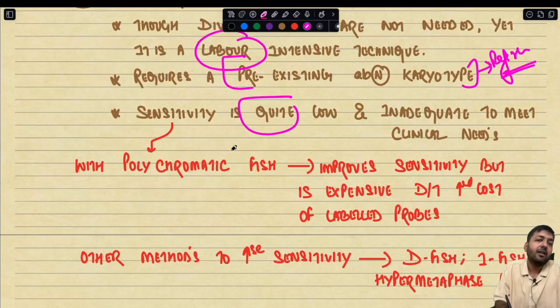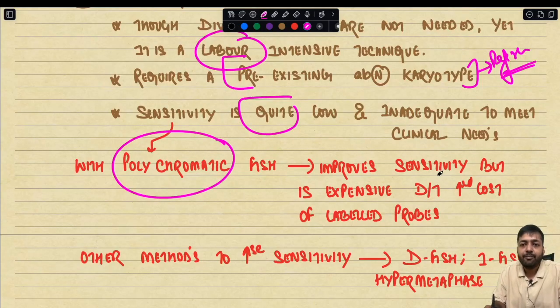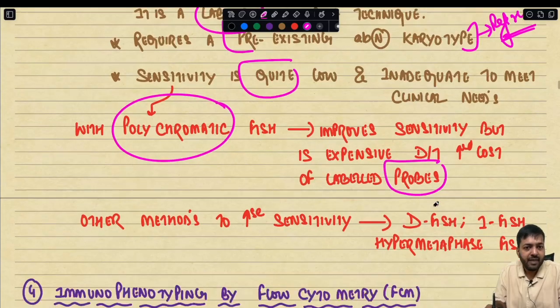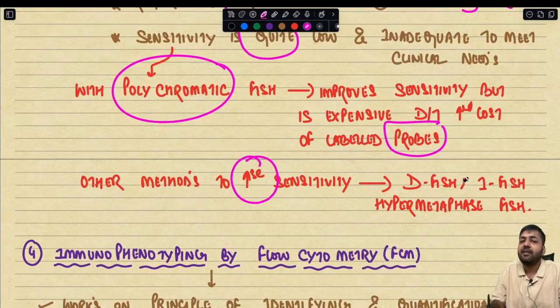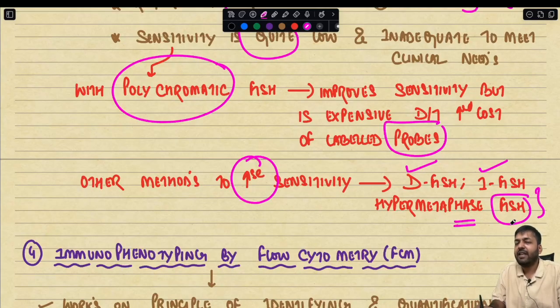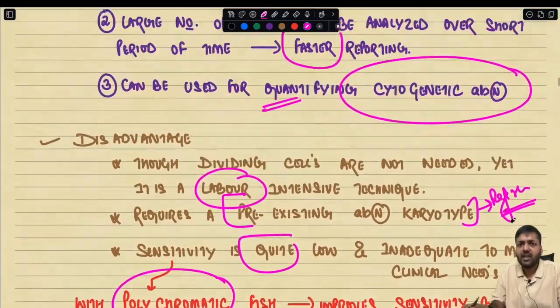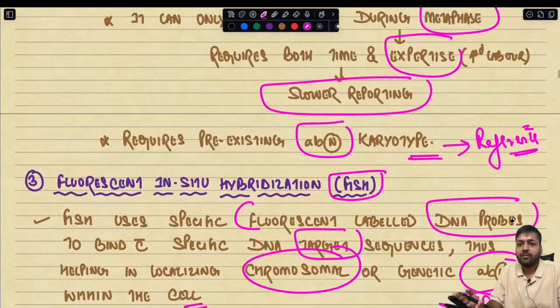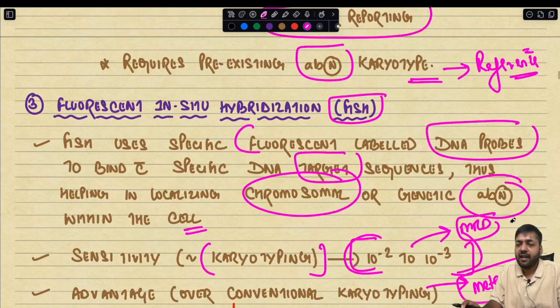With higher level FISH, like polychromatic FISH, it has improved sensitivity, but it is very expensive due to the increased cost of fluorescent labeled probes. Other methods of increasing sensitivity in FISH are to use D-FISH or interphase FISH or hypermetaphase FISH. But all these processes are very costly. So I hope this is clear. The concept of use of FISH for MRD detection is clear.